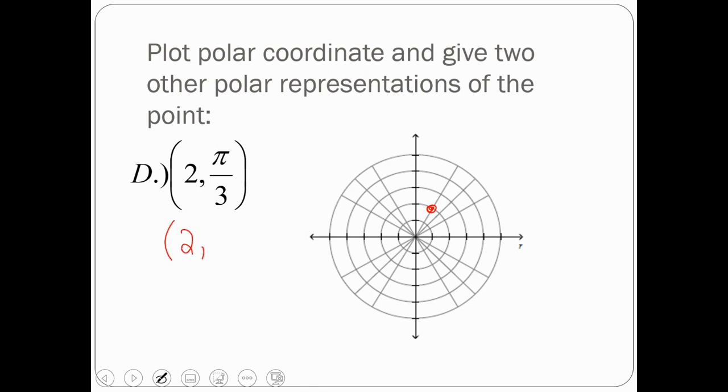So that would be 2, and then that would be 7 pi over 3 because that's going around another 2 pi, and I could go around another 2 pi and say that it's 13 pi over 3. But you have to realize I can also go backwards. So I could say that this is the point 2 comma negative 5 pi over 3.